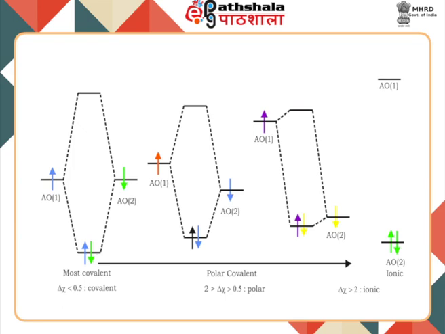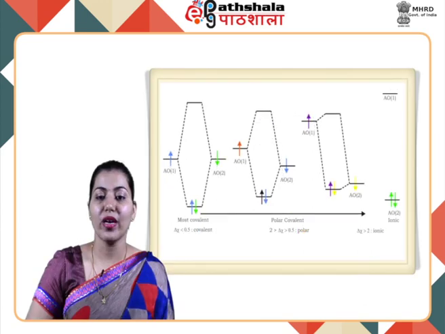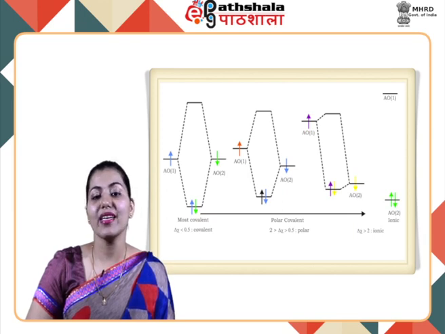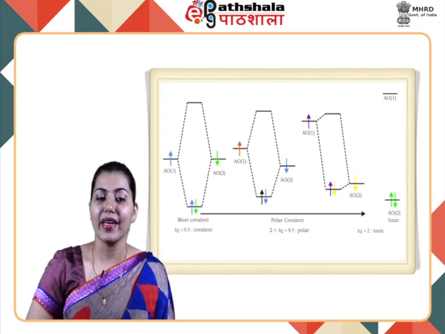will be formed. From figure 1, it can be seen that when the difference in electronegativity is less than 0.5, the bond is mostly covalent. As it moves, more polarity takes place when the delta chi value is between 0.5 and 2, which is considered a polar covalent bond. But when the value of delta chi increases beyond 2, the bond becomes totally ionic in nature.